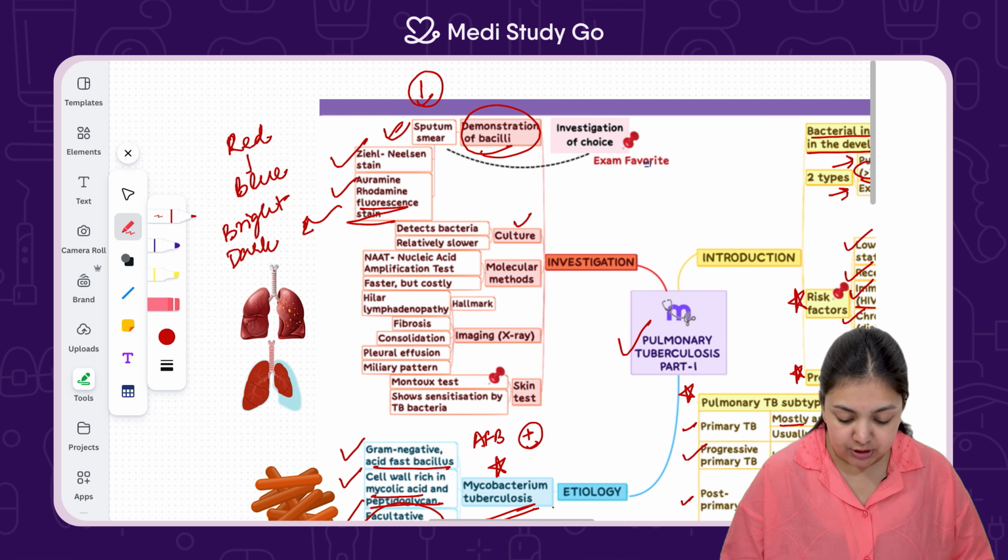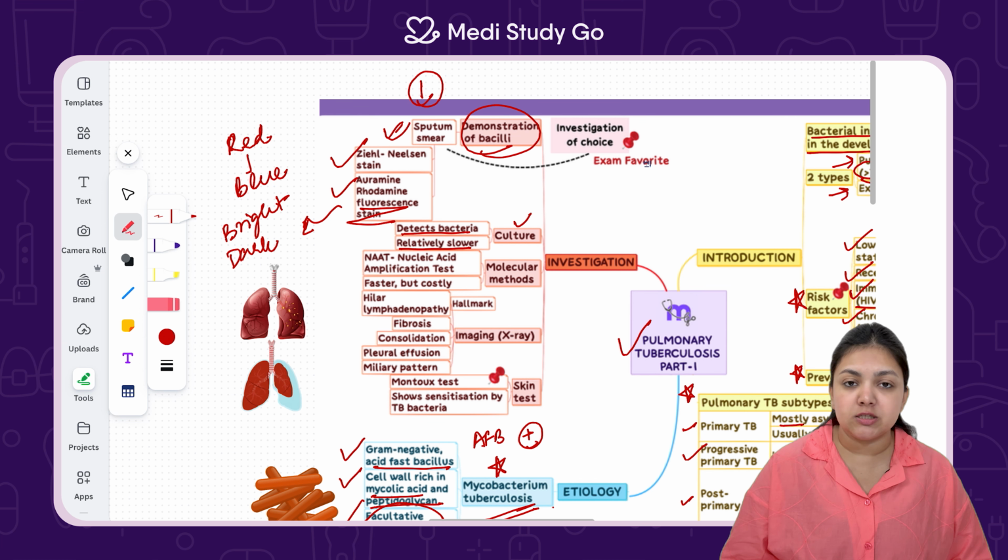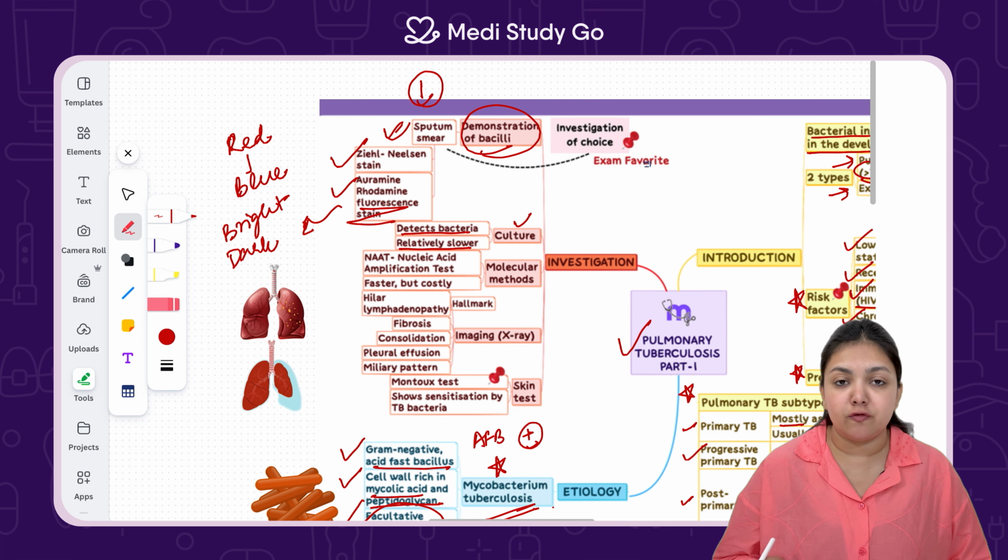Secondly, you can do culture, wherein the detected bacteria are seen. Relatively, it is a slower test because obviously culture requires some incubation period, after which the bacilli will flourish and be positive on the smear.